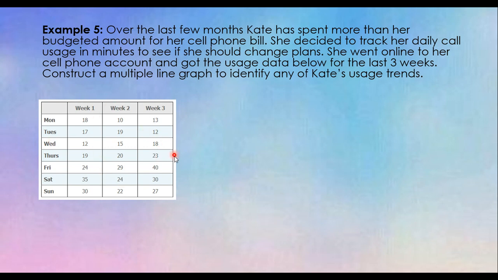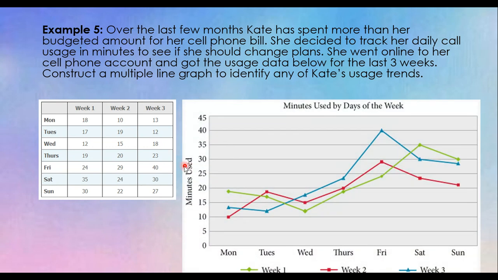So again, here's the data that we're working with, and we just wanted to create a line graph. Like I said, x-axis is going to be our categories, which we said were days of the week. So Monday, Tuesday, Wednesday, Thursday, Friday, Saturday, Sunday. Our y-axis is minutes used with increments of 5. So 5, 10, 15, 20, 25, 30, all the way to 45, right? And then we were comparing weeks. Different color for week 1, different color for week 2, different color for week 3.